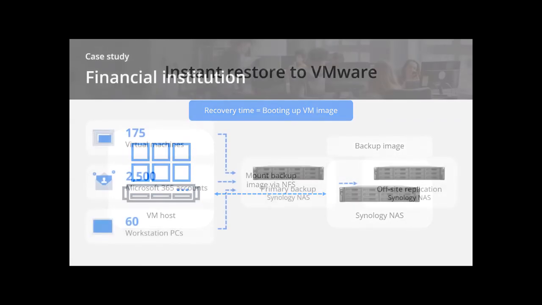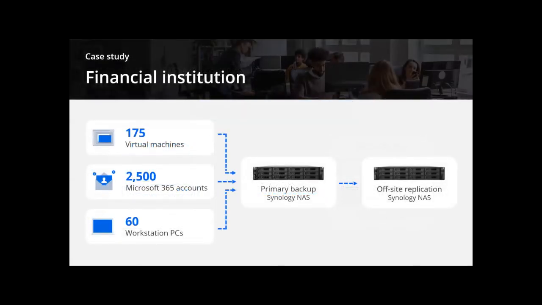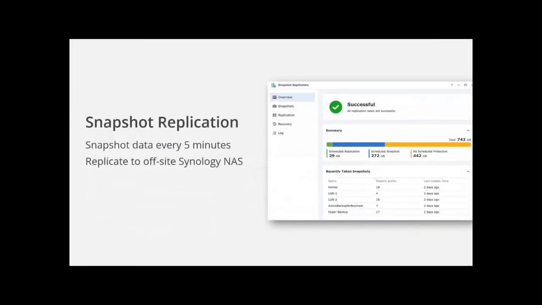So jumping back real quick to our friends at the financial institution, there's really one more piece of this deployment that I would really like to touch on here. And that is, of course, this last piece here, the offsite replication of their pertinent backup data. So there's another piece of license-free software here that we offer called Snapshot Replication. And that's exactly how we can replicate our data simply to an offsite location.